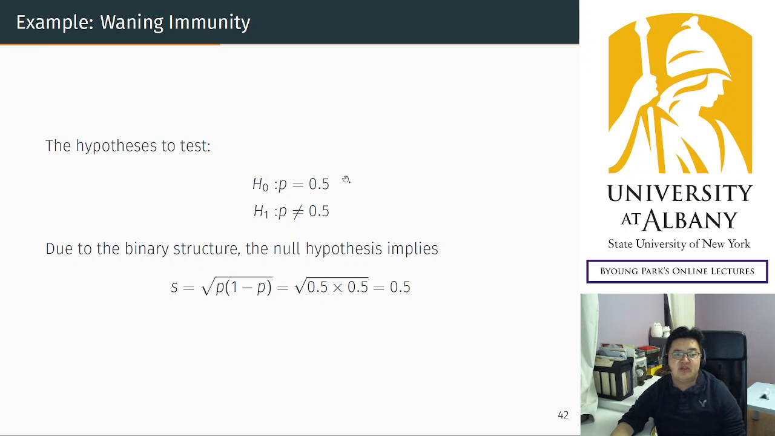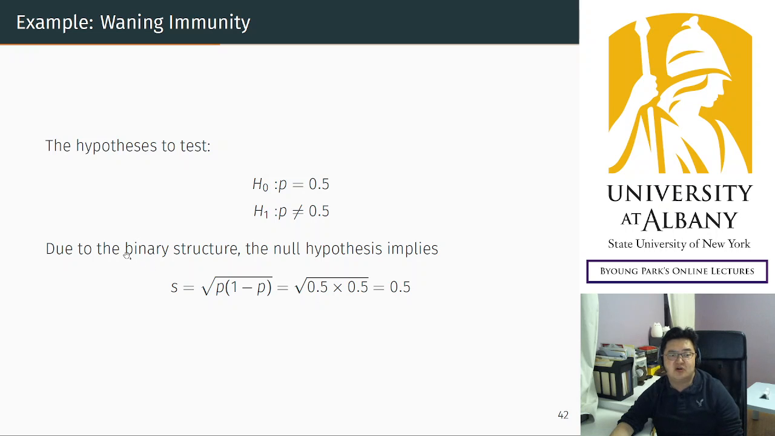And we are going to define the hypothesis in this way. So we believe that the probability of having immunity is 50%. The null hypothesis is probability equals 0.5.